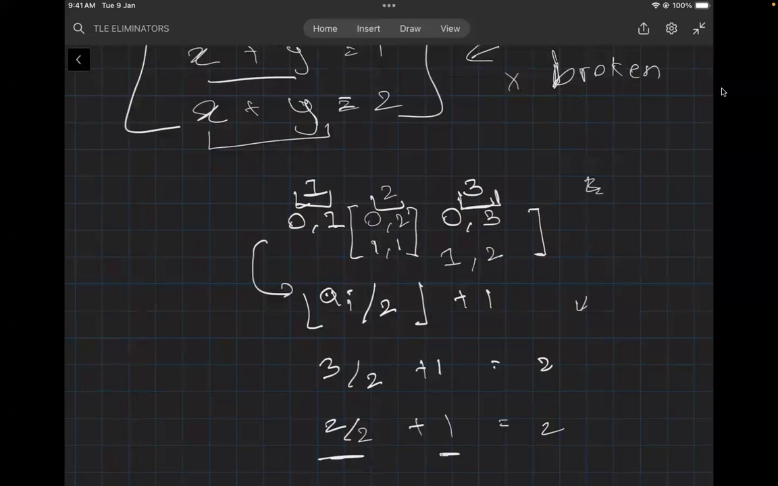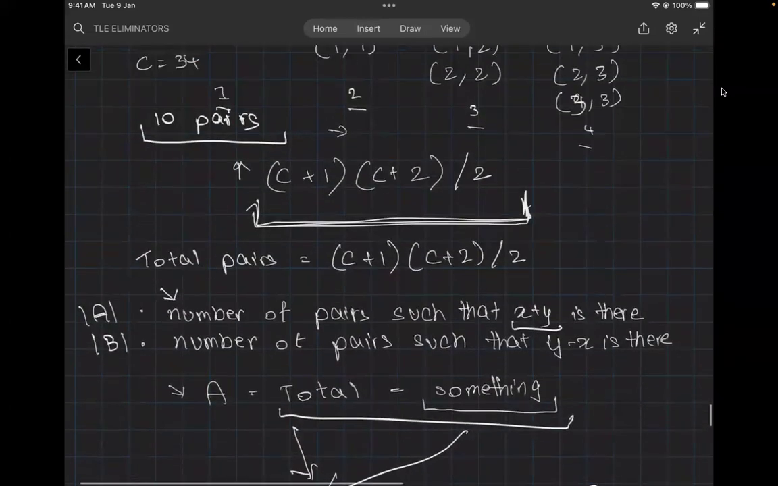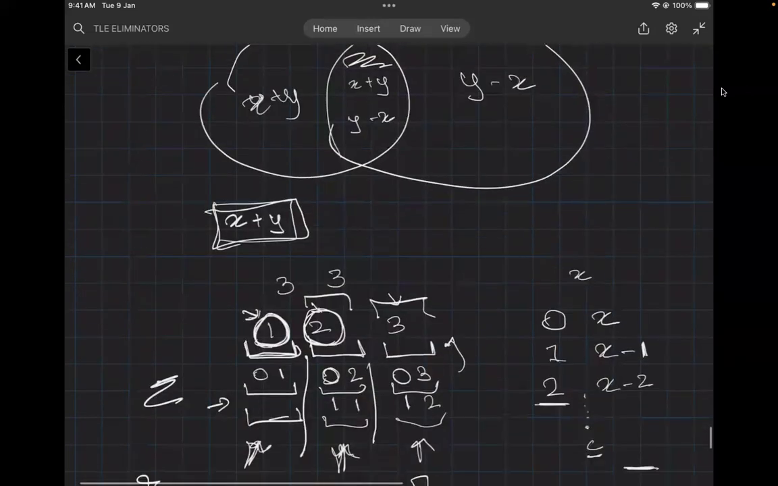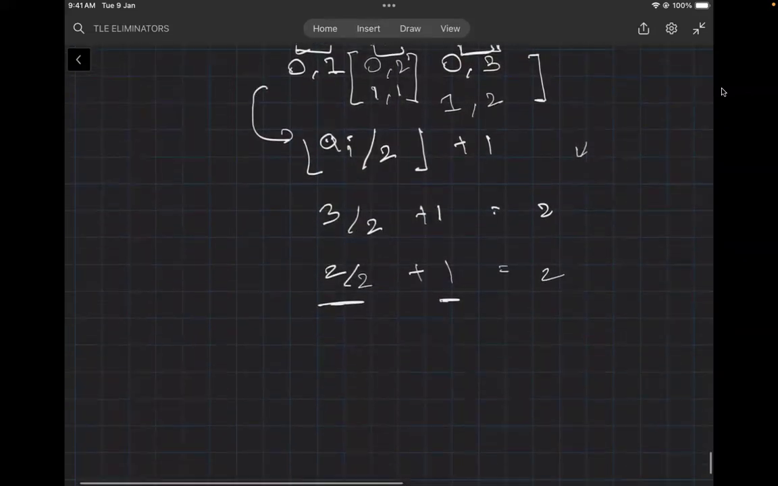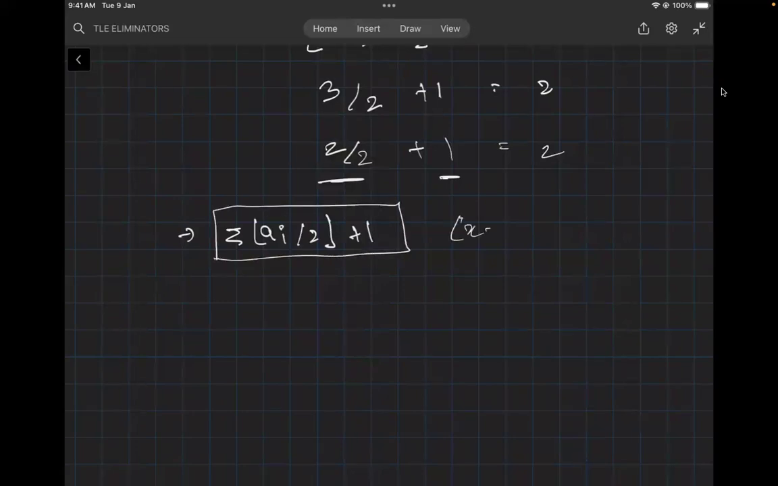Tell me. I wanted to count the number of pairs such that x plus y is there. How do I do this? I just iterate over elements and it's the summation of Ai divided by 2 plus 1. This is my number of pairs such that x plus y exists.